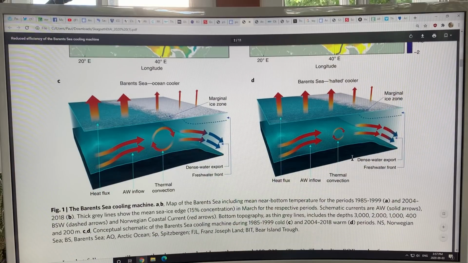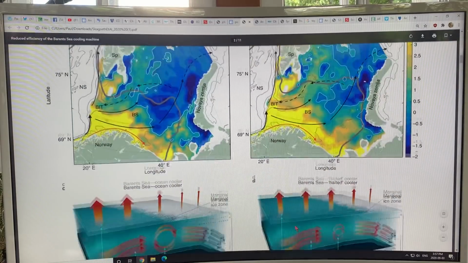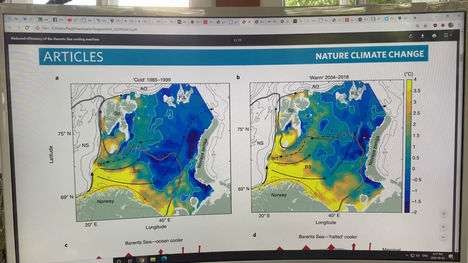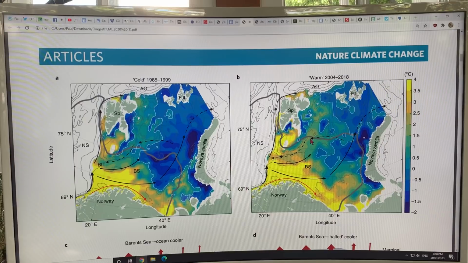Okay, so we've got the BS is Barents Sea, AO Arctic Ocean, Spitsbergen, Franz Josef Land, Bear Island Trough. These are all the different regions. But look at the yellow regions of heat. This is water temperature, and you can see that the warmer water is infiltrating further and further up into the Arctic region, and that will cut off the descending chimneys, if you like, of cold water, which feeds the thermohaline, the AMOC, the global thermohaline circulation system.